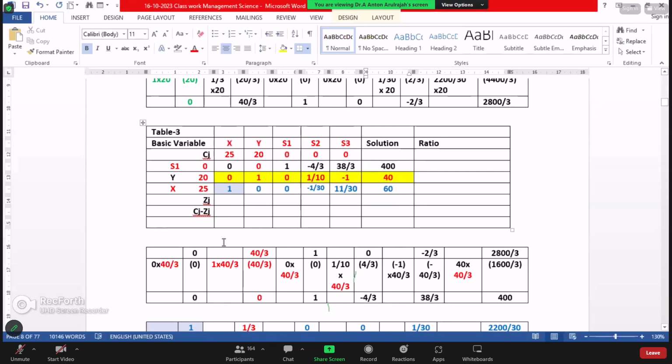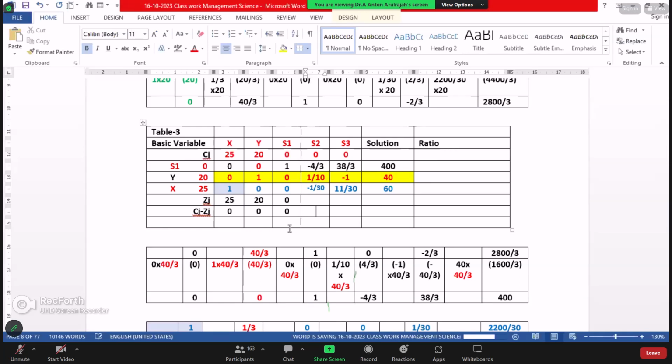Now again we have to find the Cj minus Zj value. Please find the Cj minus Zj value. 25. Therefore this is 0. Here 20. So 50. Here. Therefore this is also 0. Here some complications are there. You have to do it properly.